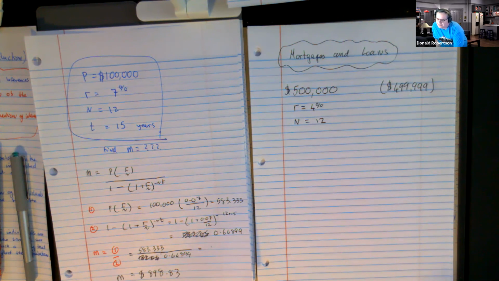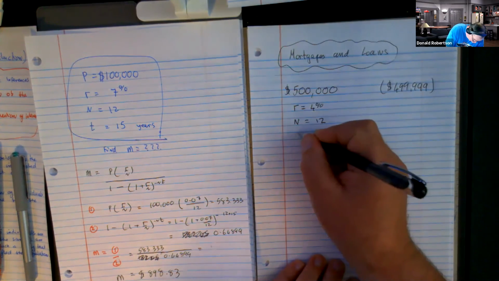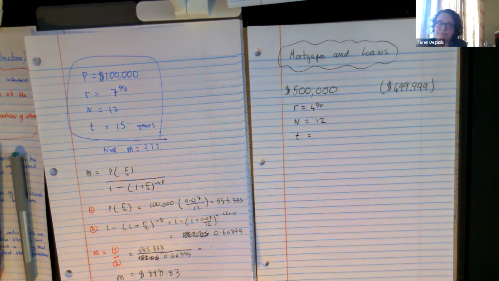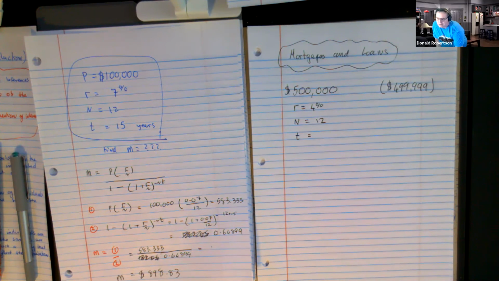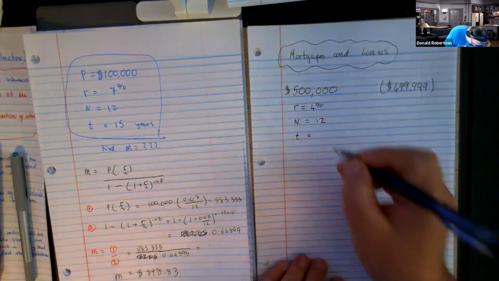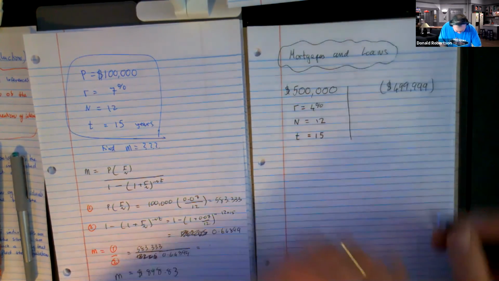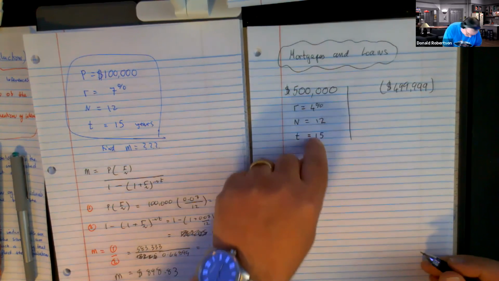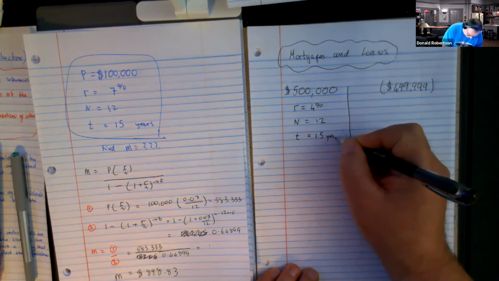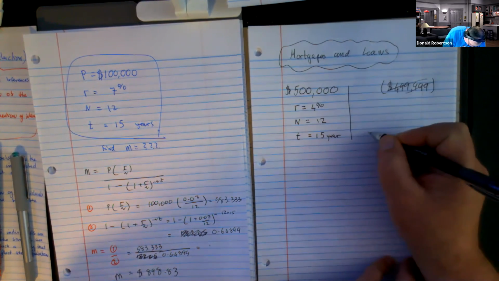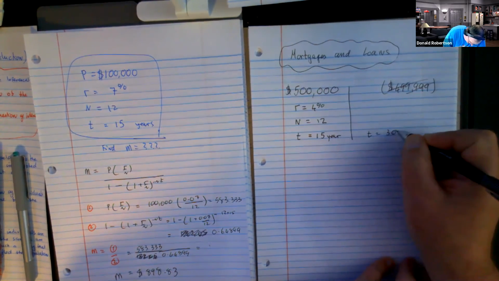Does anybody know any of the other common years that mortgages are done with? 15. Yeah, 15 is very common. I've seen 20s and 25s, but they're less common. Now, we are going to do this question twice. We're going to do it same house, same interest rate, 15 years. So that would be called a 15-year mortgage. Or a 30-year mortgage.